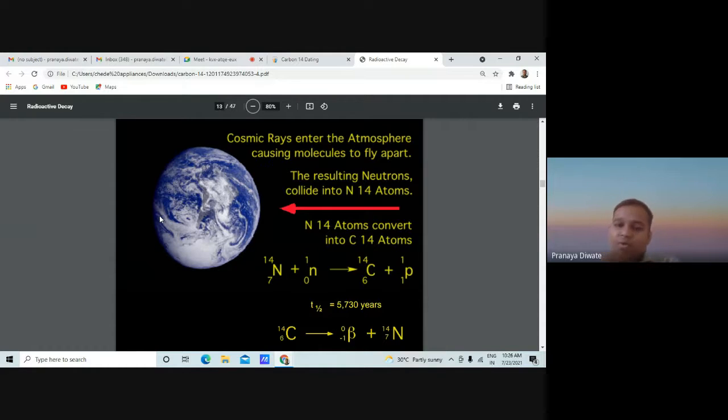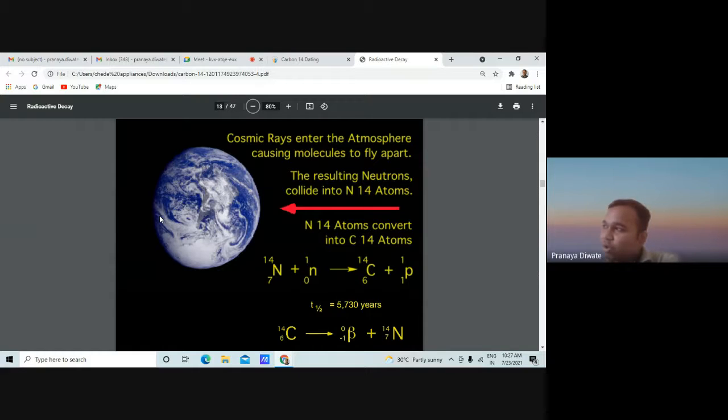So your half-life T1/2 is 5,730 years. That is the half-life of this isotope. Then you have how your nitrogen gets converted to carbon by this equation. This is the equation for how carbon-14 can form. Again, carbon-14 gets converted to nitrogen-14 by beta decay.